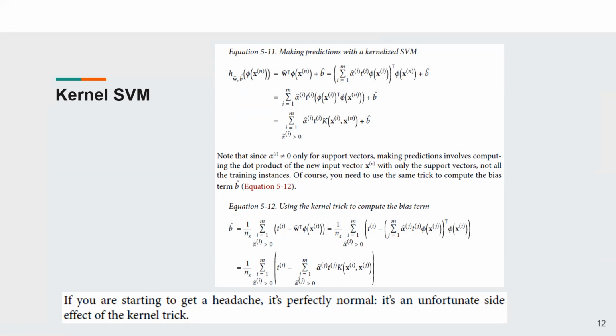Of course, these are the output or results coming from how you can make predictions with a kernelized SVM, or you can use the kernel trick to compute the bias term. Very interesting point here. If you're starting to get a headache, it's pretty normal. It's an unfortunate side effect of the kernel trick. Okay.